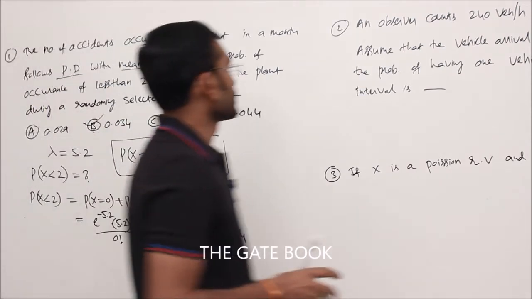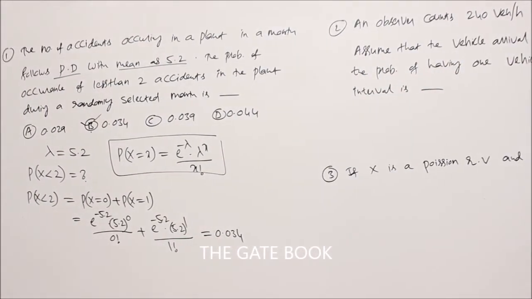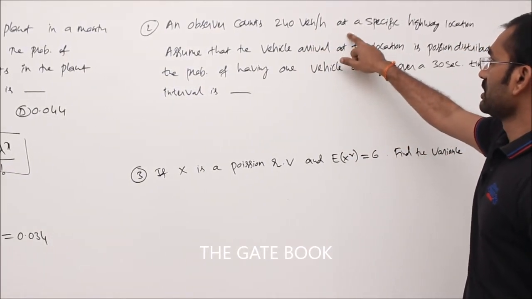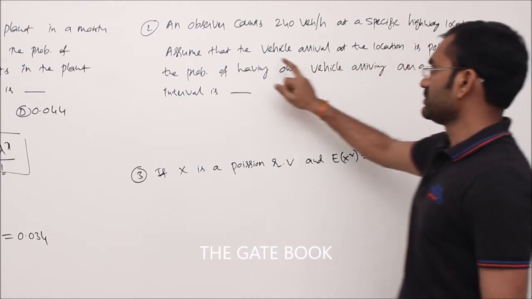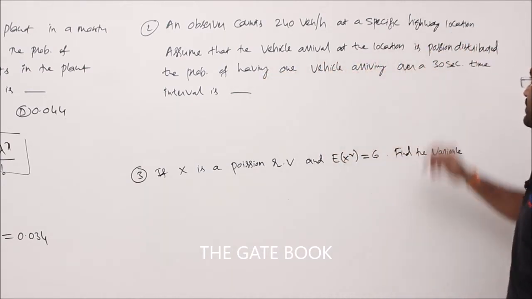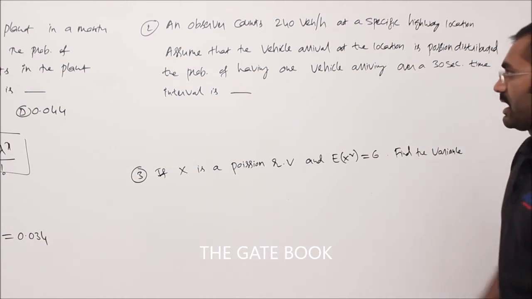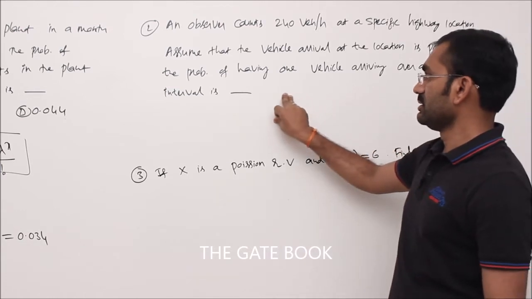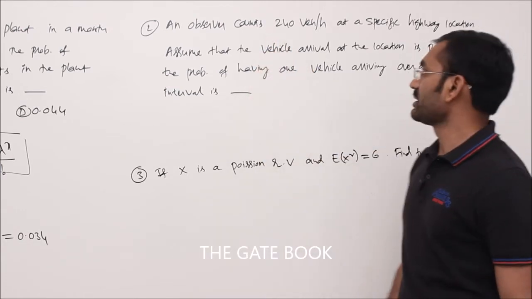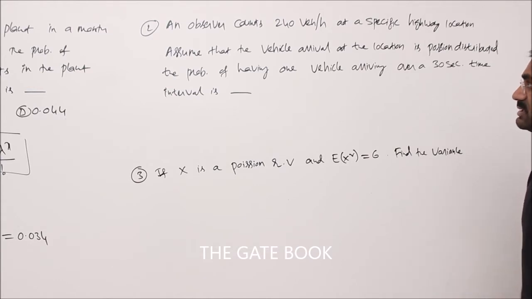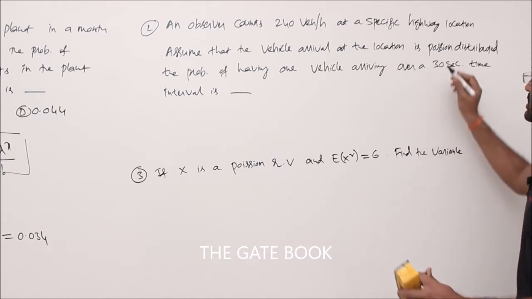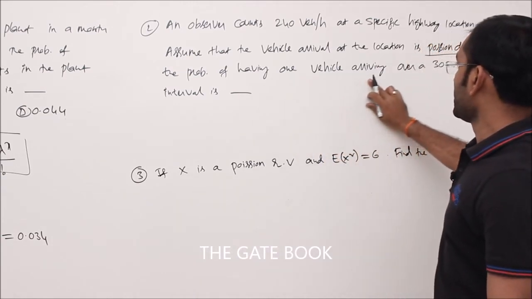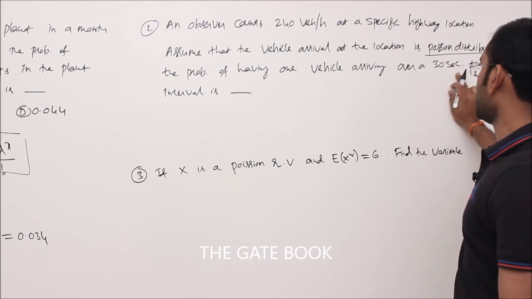Now come to the second question. An observer counts 240 vehicles per hour at a specific highway location. Assume that the vehicle arrival at the location is Poisson distributed. The probability of having one vehicle arriving over a 30-second time interval is. So an observer counts 240 vehicles per hour at a specific highway location. Assume that the vehicle arrival at the location is Poisson distributed. The probability of having one vehicle arrival over a 30-second time interval is.